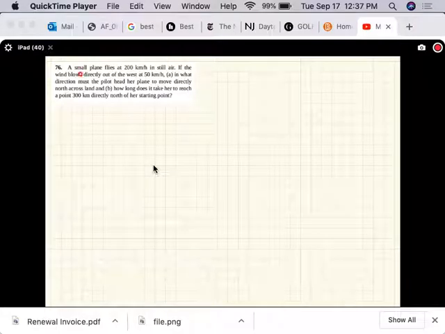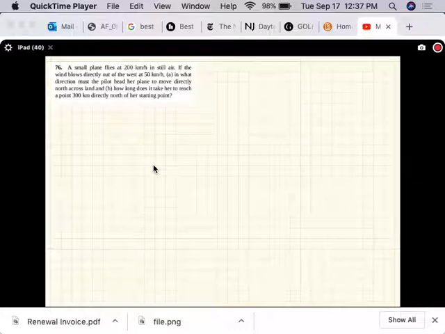Alright, so this problem says a small plane flies at 200 kilometers per hour in still air. If the wind blows directly out of the west at 50 kilometers per hour, in what direction must the pilot head her plane to move directly north across land? How long does it take her to reach a point 300 kilometers directly north of her starting point?